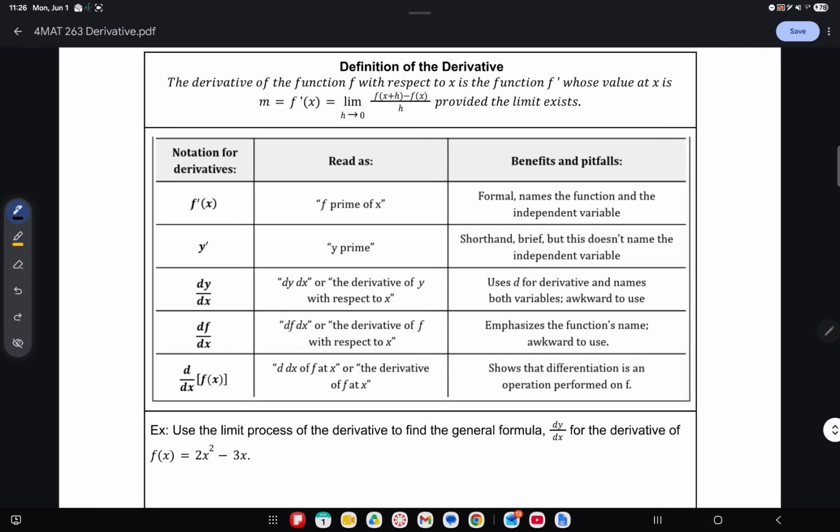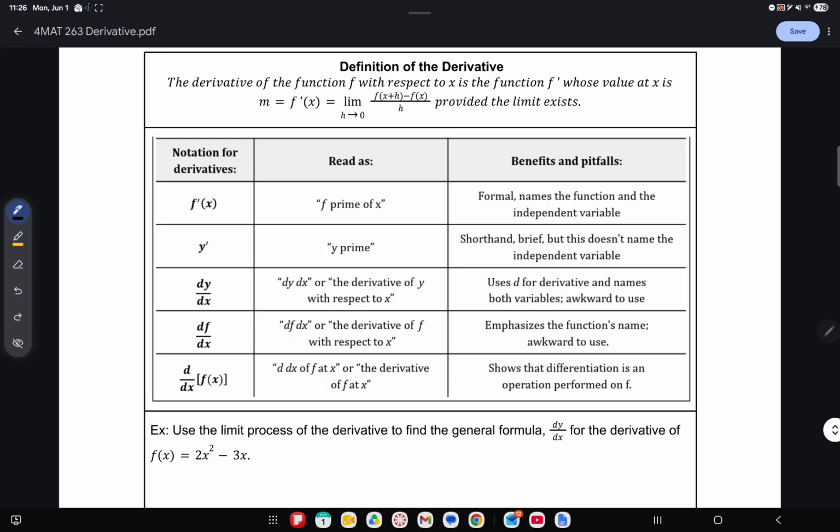We're going to look at a few different notations for the derivative, right? Several different notations, but they all mean the same thing. You're going to see them used interchangeably throughout the course, whether that be through the textbook or labs or just the way I write it. So we have f with an apostrophe of x. We read that as f prime of x.